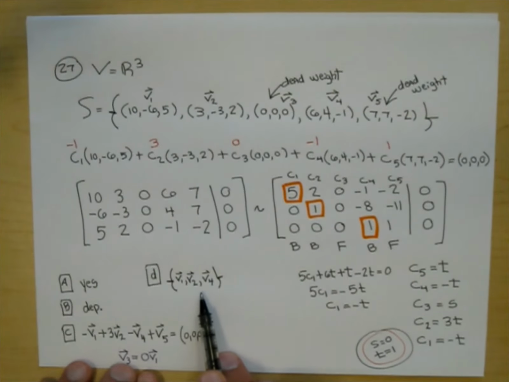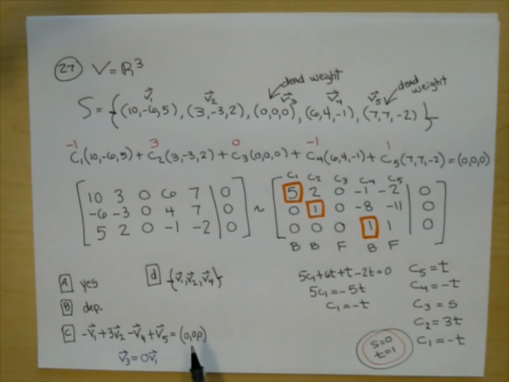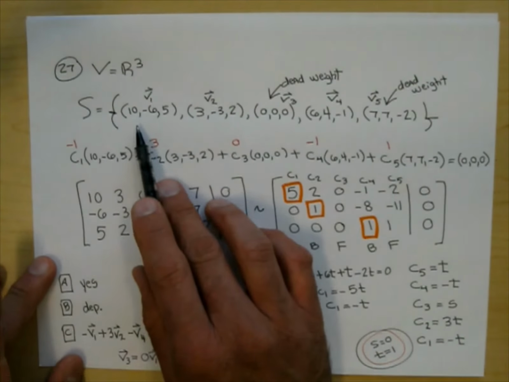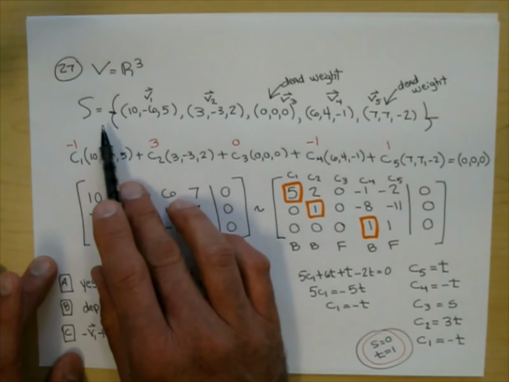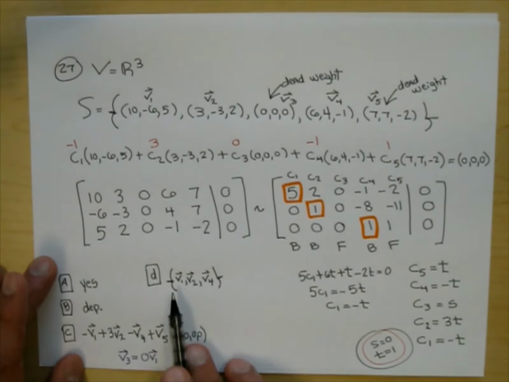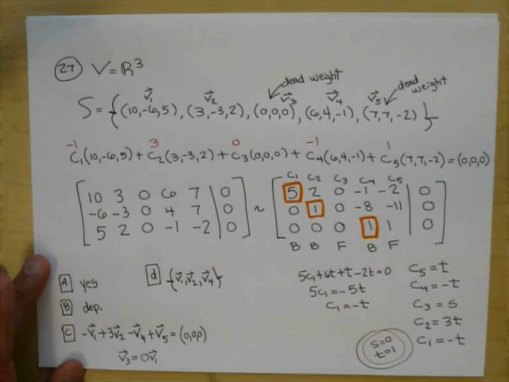But the span of that is R3, so there are other possible answers that may be even more obvious, like i, j, and k. But you can't always do that when they ask you to kick out the dead weight, because you might have had this set not spanning R3. So this is probably a good way of doing this.